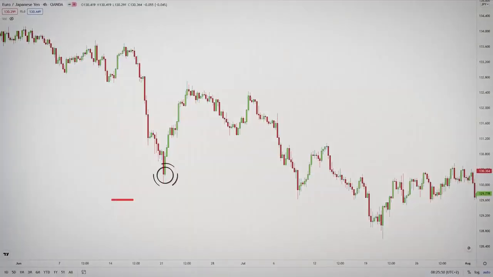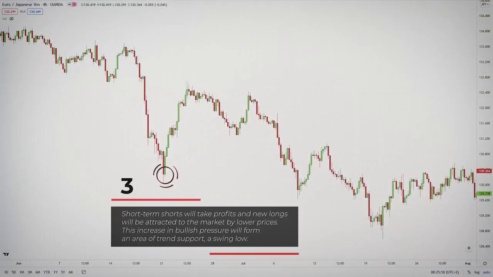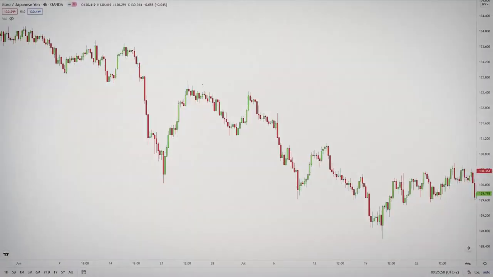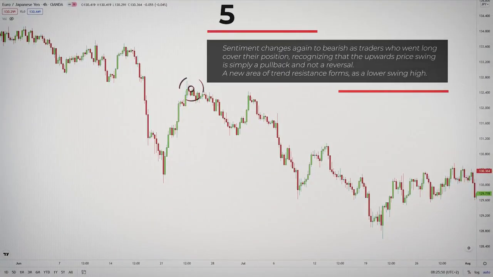At some point, short-term shorts will take profits and new longs will be attracted to the market by lower prices. This increase in bullish pressure will form an area of trend support, a swing low. The rally from the swing low attracts more bullish order flow, as more shorts will take profits and more longs are attracted to the market. Higher prices attract more selling.